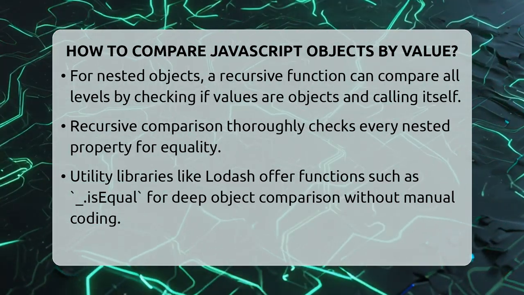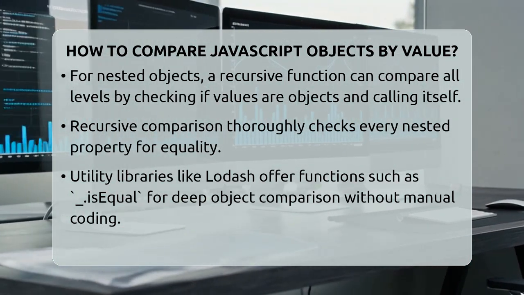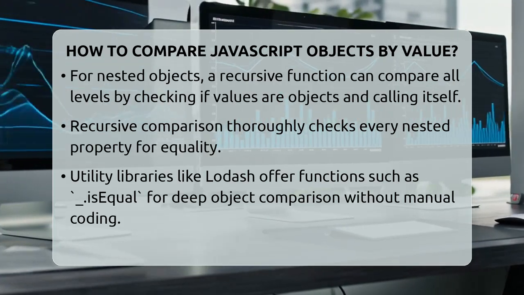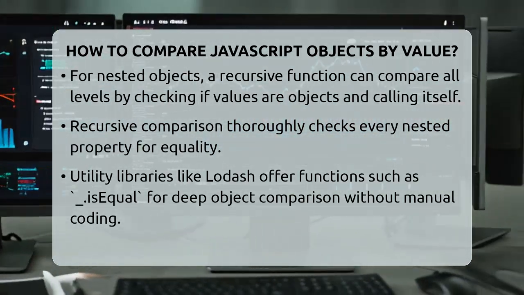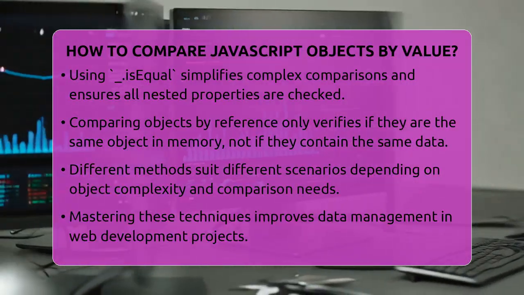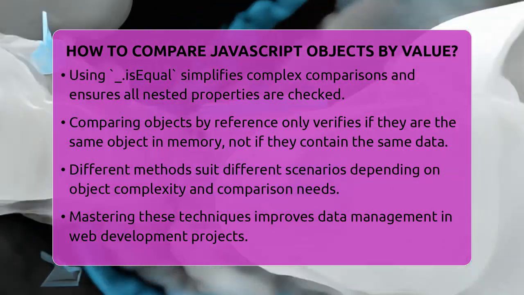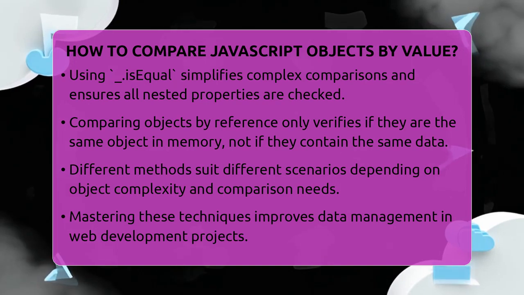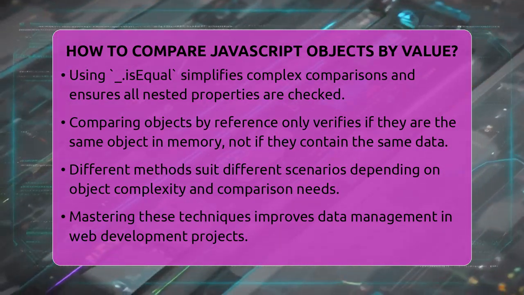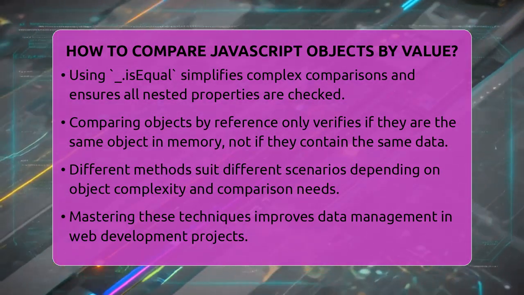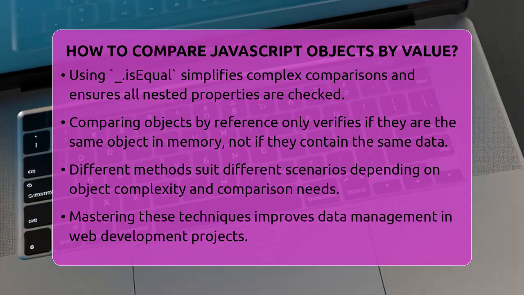If you want a quick and reliable way without writing your own code, you can use utility libraries like Lodash. Lodash has a function called isEqual that compares objects deeply. It checks all nested properties and arrays, giving you a true or false answer. This is often the easiest and most dependable method for complex objects.